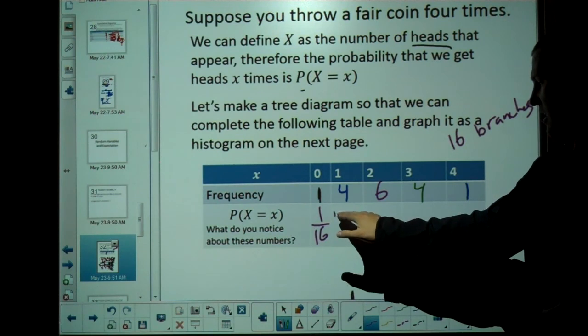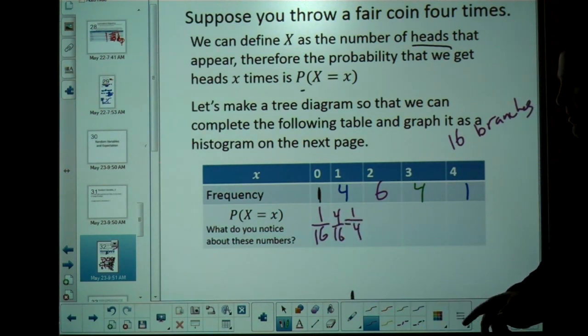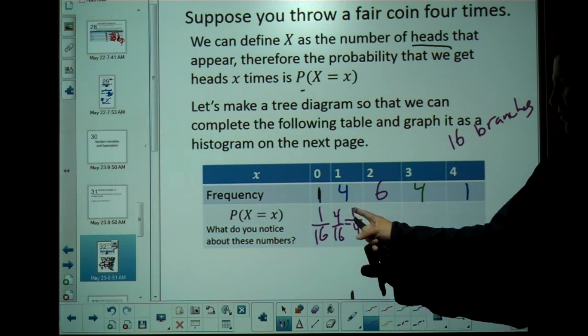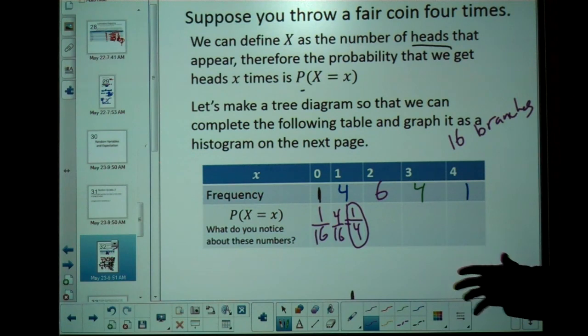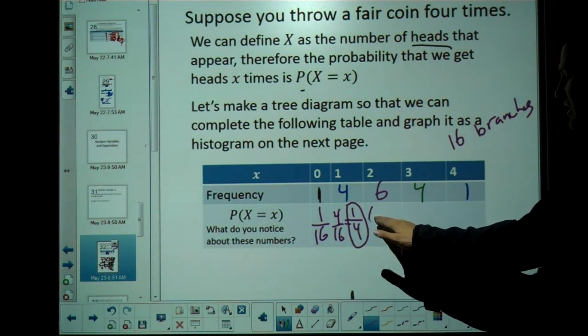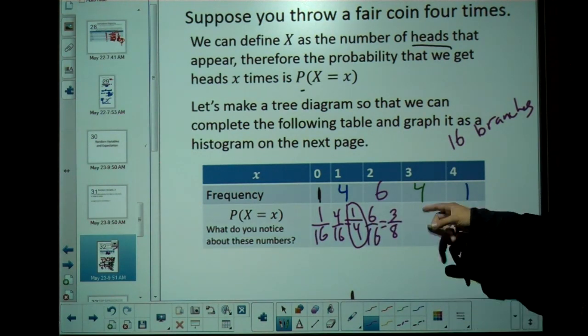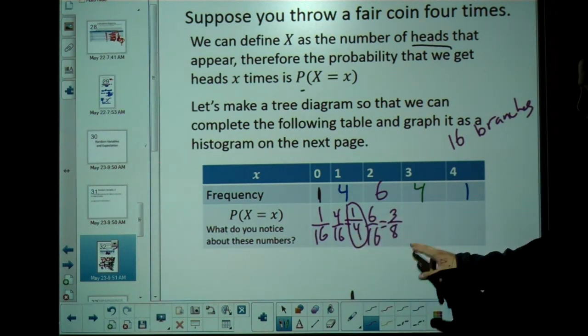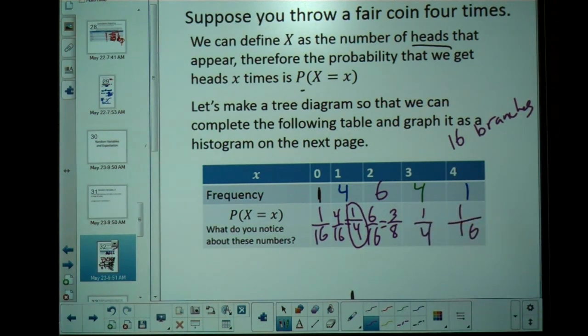4 times out of 16, that's a 4 in 16 probability, or 1/4. You're going to notice on your assignment today, when I have the solutions, I have the simplified answers in most cases. So if you're looking and go, what the heck did he do? Well, I just simplified the answers and I'm not leaving it as 4 16ths. Here we've got 6 over 16, which we better known as 3 eighths. 4 over 16, we already know that's 1/4. And then 1 16th. So that is our complete table.